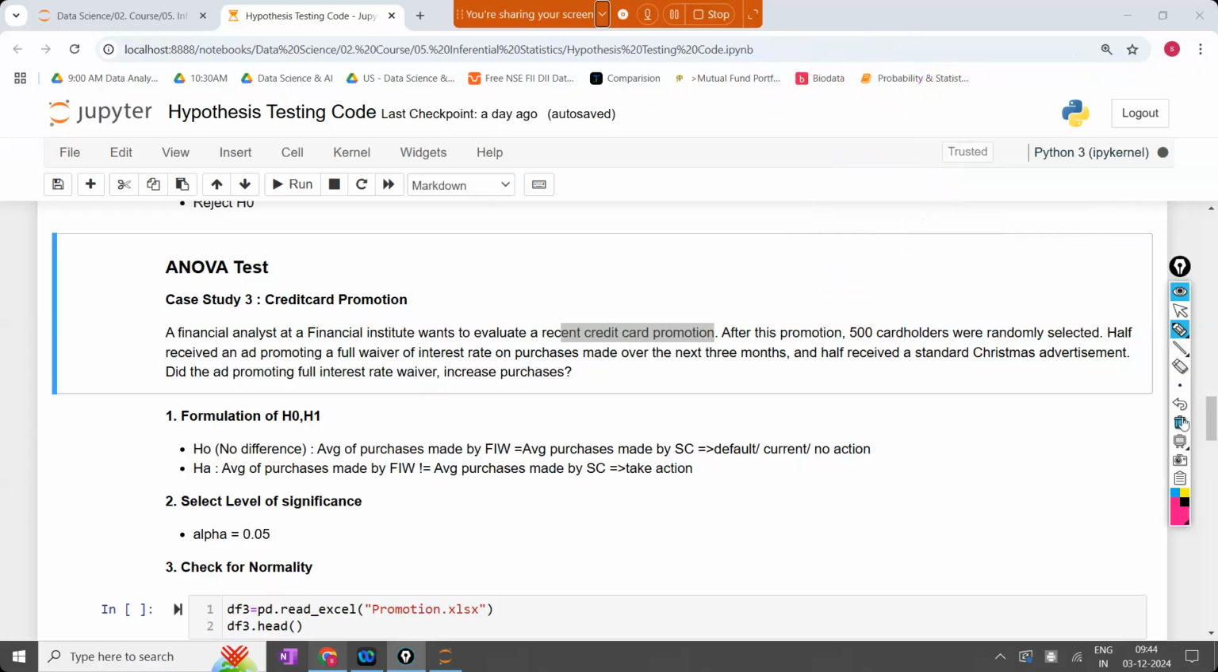Once they came up with a promotion, a particular financial analyst wanted one kind of promotional offer, a new idea. With that idea, 500 card holders were selected randomly. Half of them received an ad promoting a full interest rate waiver on purchases over the next 3 months. What is that new idea? If you purchase any product, you need not pay the interest amount. You just pay the normal amount, that too in EMIs.